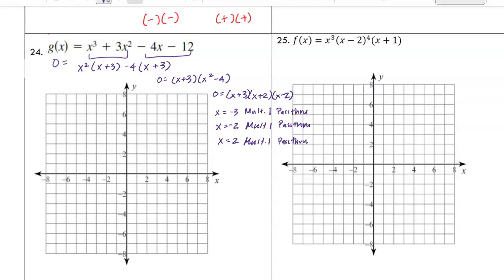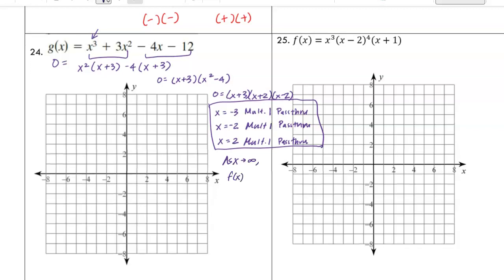Pass through. And to be really honest, the sign diagrams are not that necessary. But I mean, you can look at the end behavior by looking at the first term, because it's going to behave like a linear function. So as x approaches positive infinity, with a positive slope, y is going to be positive. And as x approaches negative infinity, y approaches negative infinity.